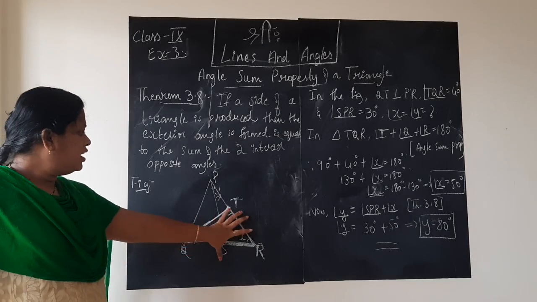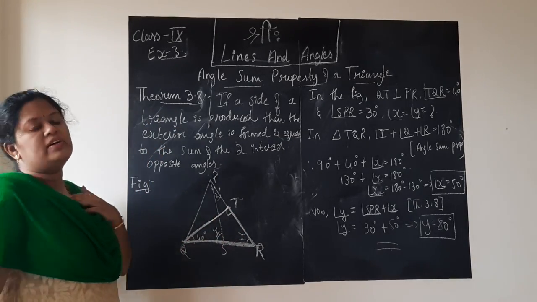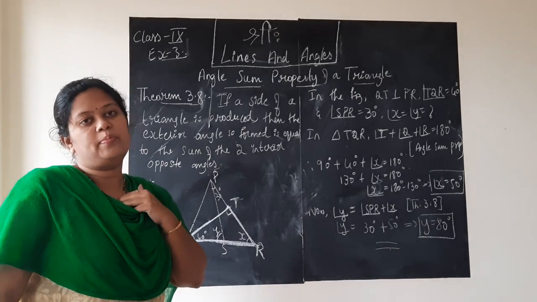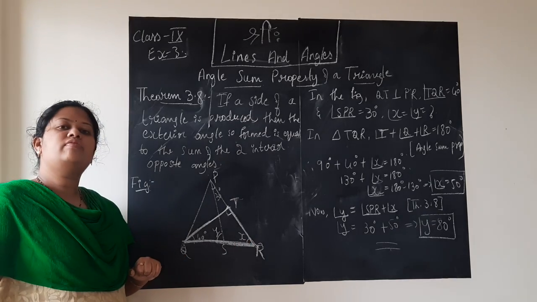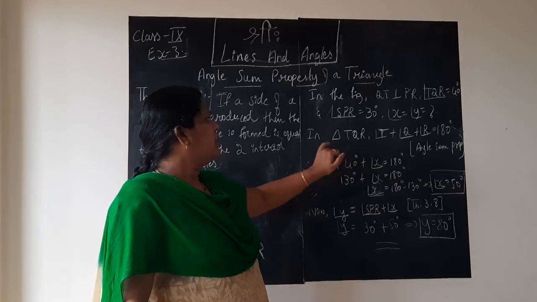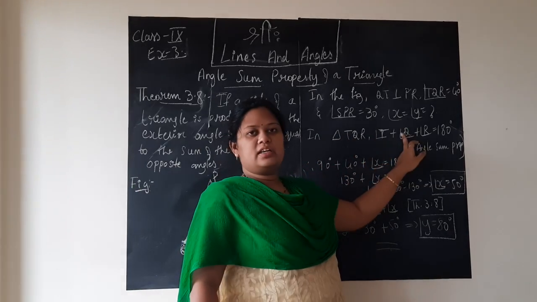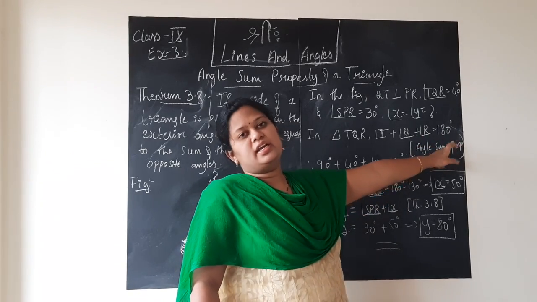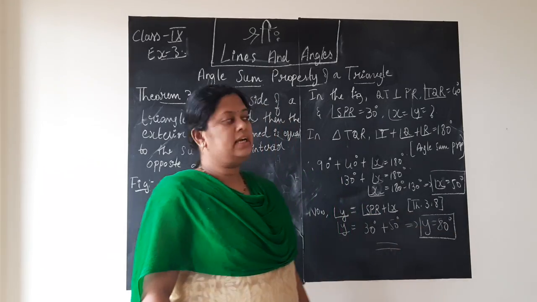Now, we have triangle TQR. Previously in theorem 3.7, we studied the angle sum property of a triangle. What does it say? The sum of all three angles of a triangle is 180 degrees. Let us make use of that concept here. In triangle TQR, angle T plus angle Q plus angle R is 180 degrees. How can you say? In the bracket I have given the angle sum property.